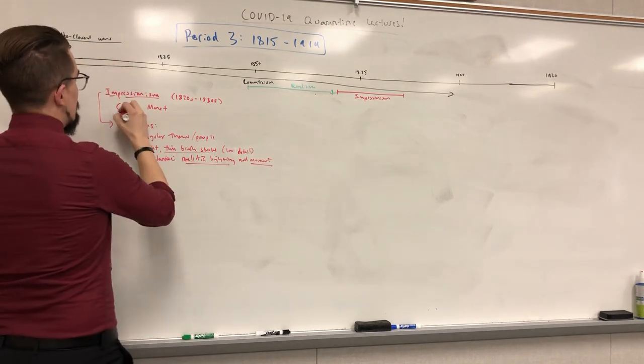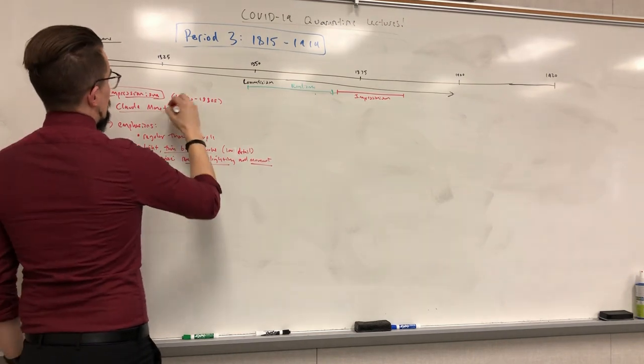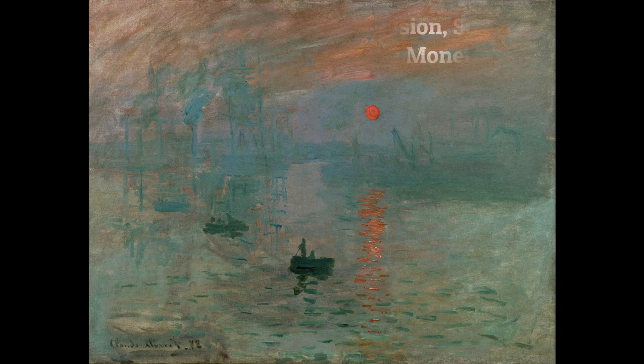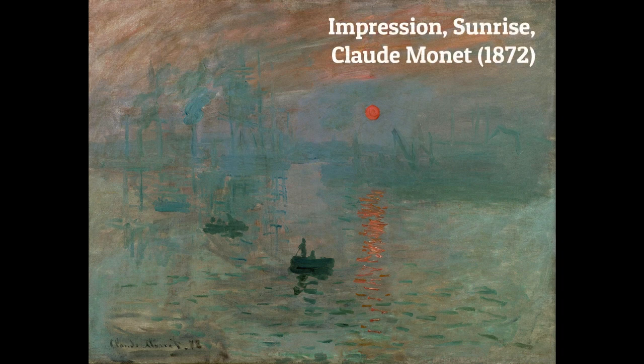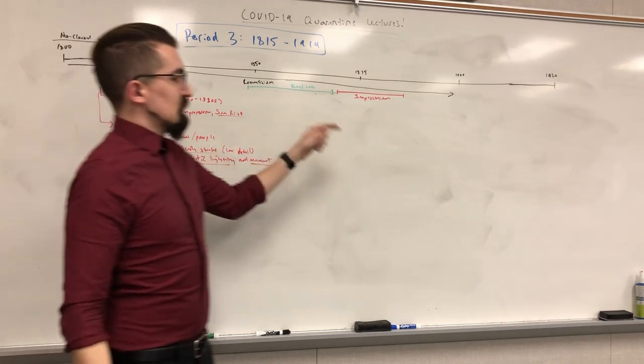So Claude Monet, the Impressionist painter that helped start this movement, probably the most well-known for him would be Impression, Sunrise. It's called Impression, Sunrise. And I'll put some other ones up there of him, but that's a specific work, and you'll kind of see what I mean. And that's going to be popular for a couple decades.